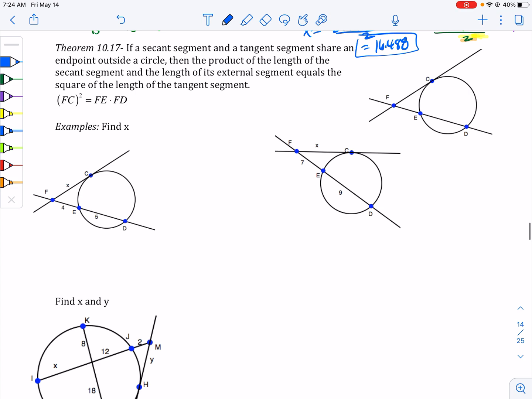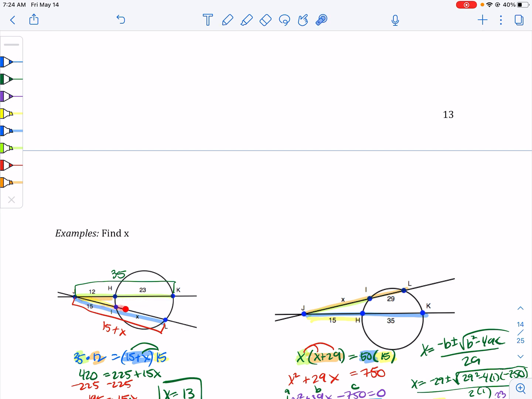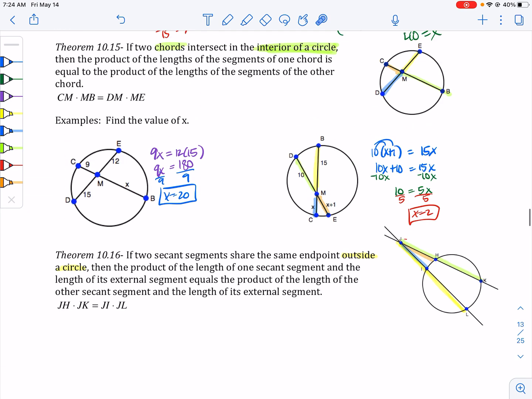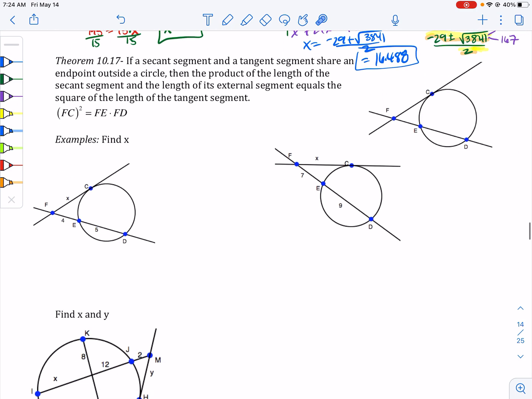So our next theorem is with a secant and a tangent. So this one was a secant meeting on the exterior. This one was with chords meeting on the interior. Now we have a secant and a tangent. So again, they are sharing an endpoint outside the circle.